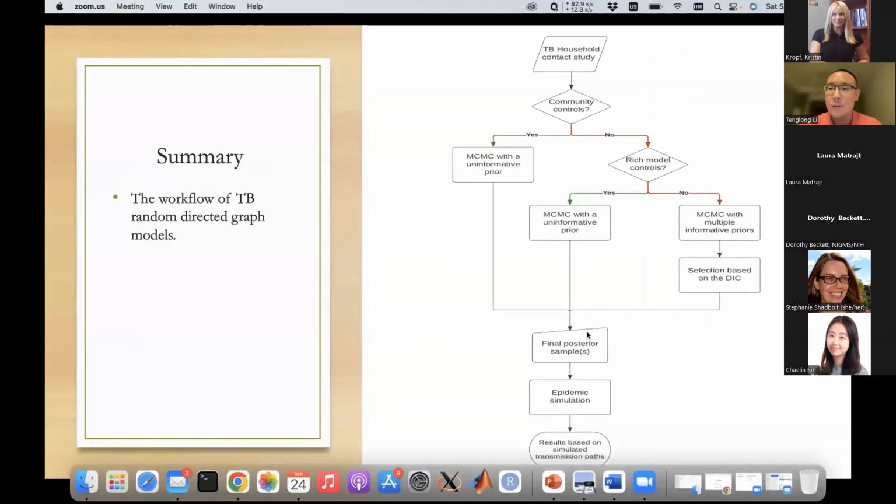Sure. I think what I can do is share the workflow chart, because I'm worried I'm running out of time. So I can share my screen again. So this is the workflow. I think this is basically an overview of all the work we have done. This is the process we think people should follow if they want to build a similar model based on a TB household contact study.